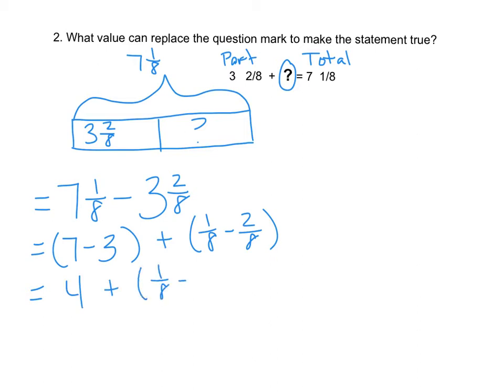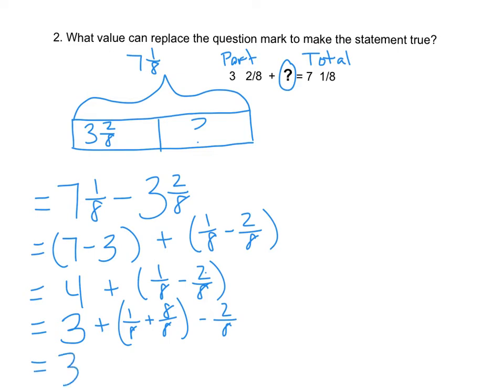1/8 minus 2/8. Uh-oh, I'm seeing a problem. 1 minus 2, I can't do. If I have 1, I can't take away 2. There aren't enough. So I'm going to have to borrow from the 4 and make it a 3. And I'm going to take 1/8 and add 8/8. So now I have 3 plus 1/8 plus 8/8 is 9/8 minus 2/8, which I can finally do.